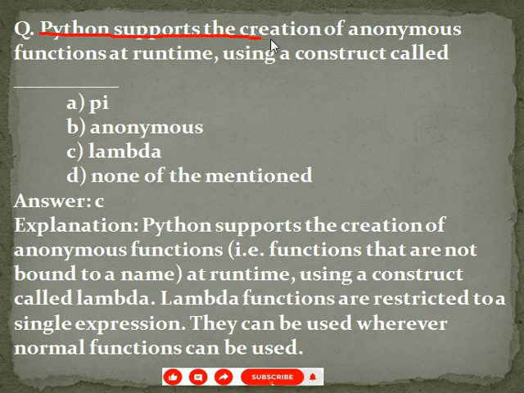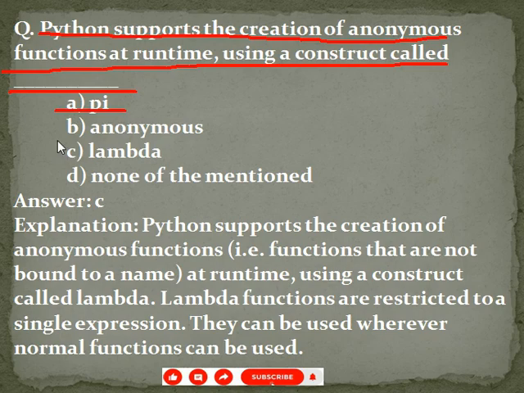Python supports the creation of anonymous functions at runtime using a construct called dash. Given options are option A pi, option B anonymous, option C lambda, option D none of the mentioned. Here correct answer is option C lambda.